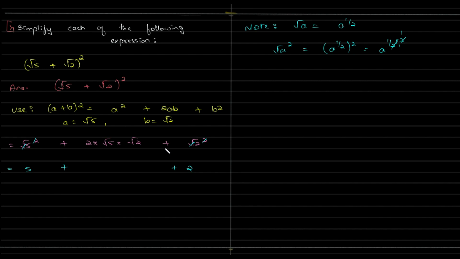Then 2 root 5 into root 2, this is 2 into root of 10. Why is it so? Because as per the formula, a to the power of n into b to the power of n is ab whole to the power of n. Right? So 5 plus 2 is 7, plus 2 root of 10. This is the answer.